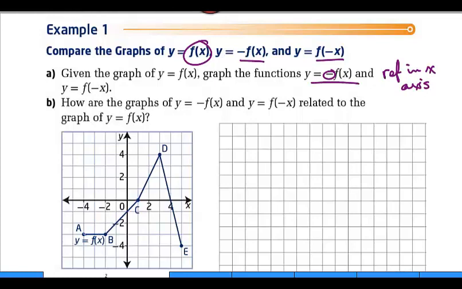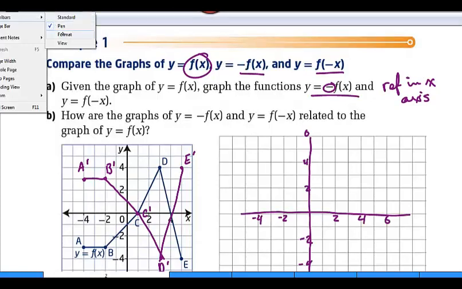So I'm going to take a look at that point A there. It has a coordinate of -3, and we're going to change that to +3. Same with B. C is on the x-axis, so it's not going to change. D was at 4, so it's going to come down to -4. And E was at -4, so it's going to go up to +4. Notice I'm marking all these points down as A prime, B prime, C prime, D prime, and E prime.